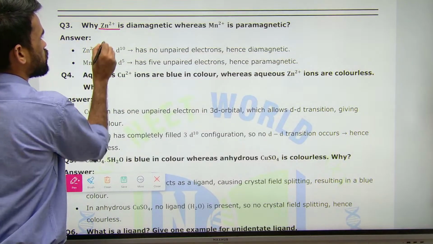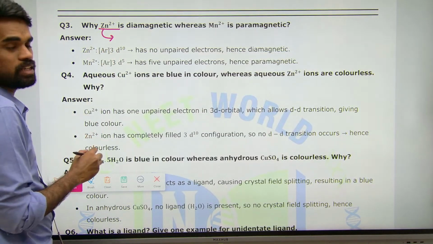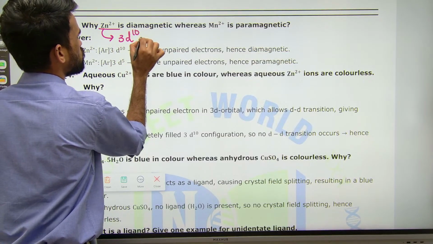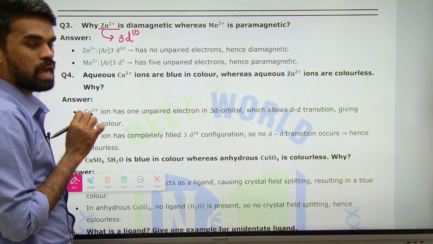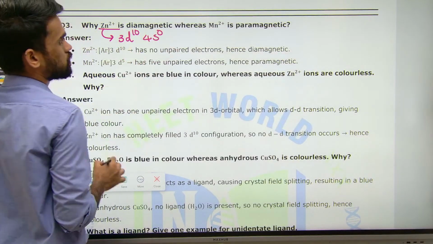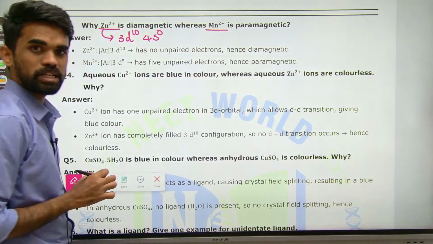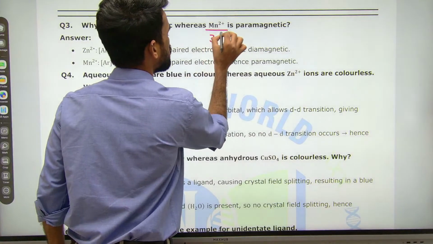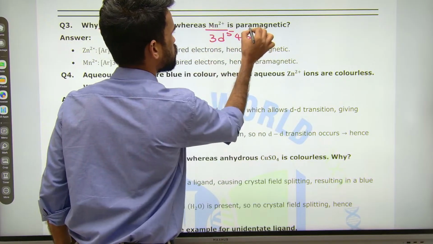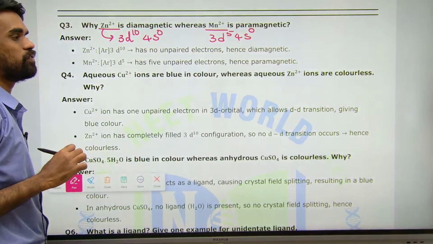So for zinc +2, the atomic number is 30. After argon we have 3d10 4s2 as the electronic configuration for the zinc atom. But here Zn+2 is there, so 4s has 0 electrons. Here manganese atomic number is 25. It should be 3d5 4s2, but with a +2 charge, remove 2 electrons, so it becomes 3d5 4s0.